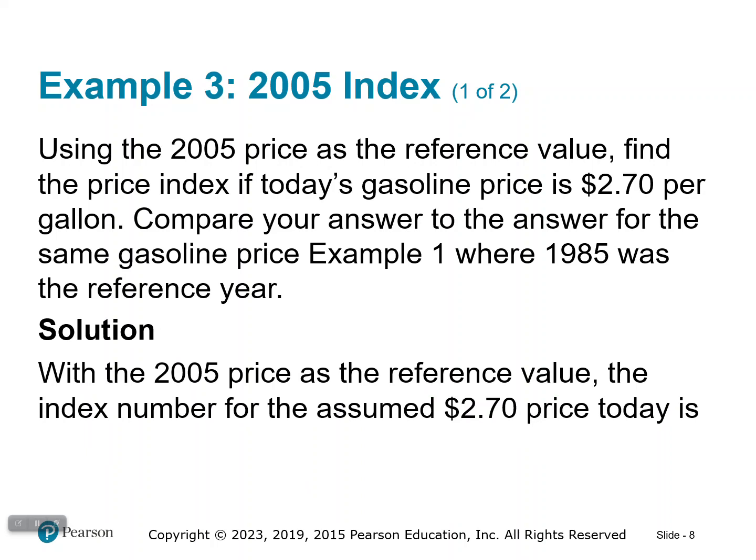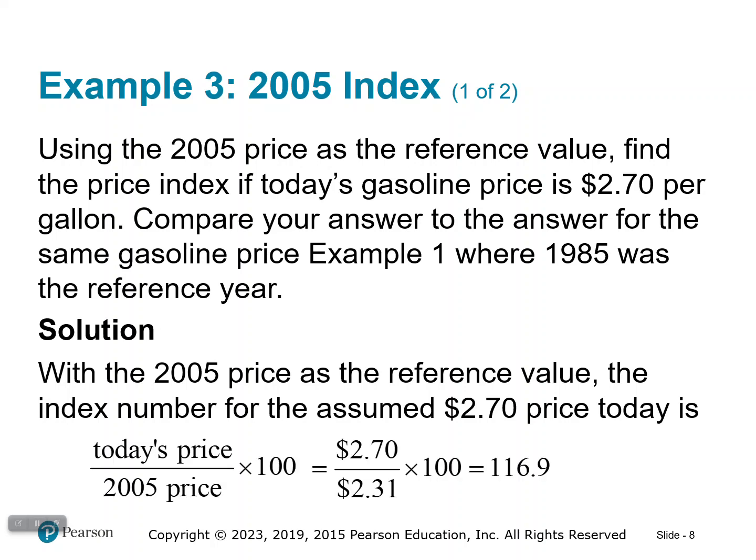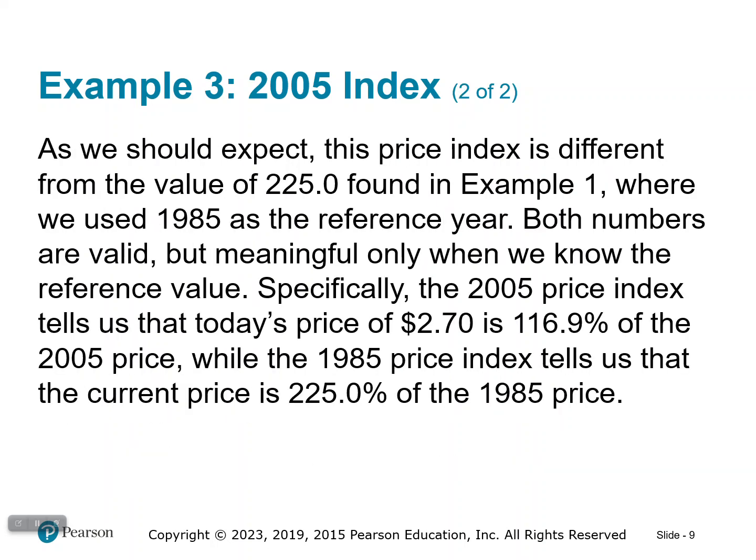All right. So with 2005 as the reference value, the index number for the assumed 270 price today is 270 divided by 231 times 100, which is 116.9. As we should expect, this price index is different from the value of 225.0 found in example 1. Both numbers are valid, but it only means something if you know the reference value.